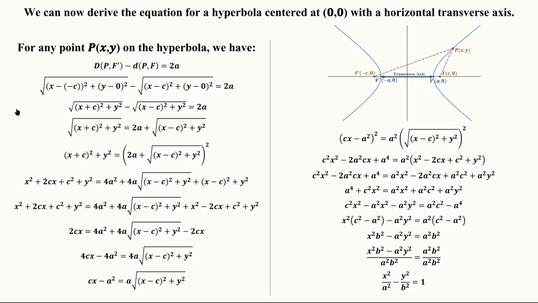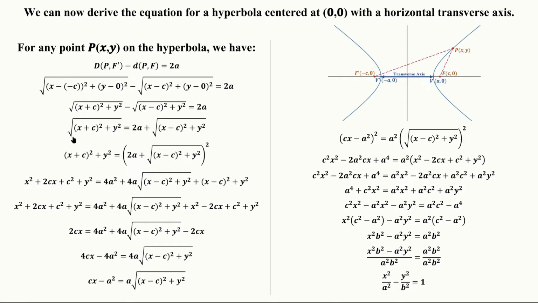We clean that up and end up with the square root of (x plus c) squared plus y squared, because y minus 0 is just y, minus the square root of (x minus c) squared plus y squared equals 2a. Just as we did previously, we're going to take one of these radicals to the other side so that it's easier to do algebra when you have no more than one radical per side. So we end up with this equation. Now we go ahead and square both sides.